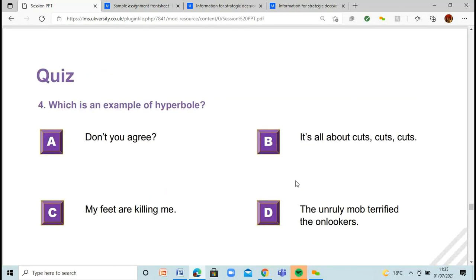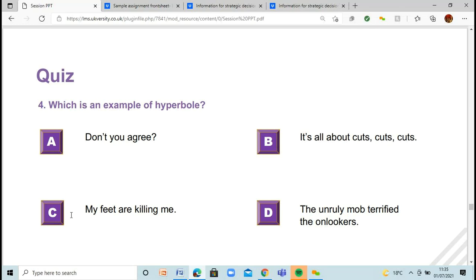So number 4, which is an example of a hyperbole. So we do, don't you agree? Or it's all about cuts, cuts, cuts. Or my feet are killing me. Or the unruly mob terrified the onlookers. My feet are killing me.